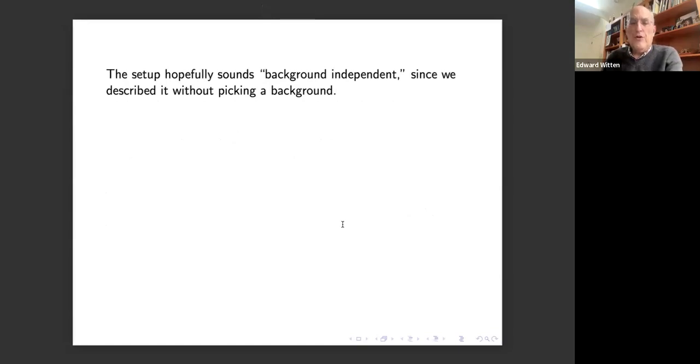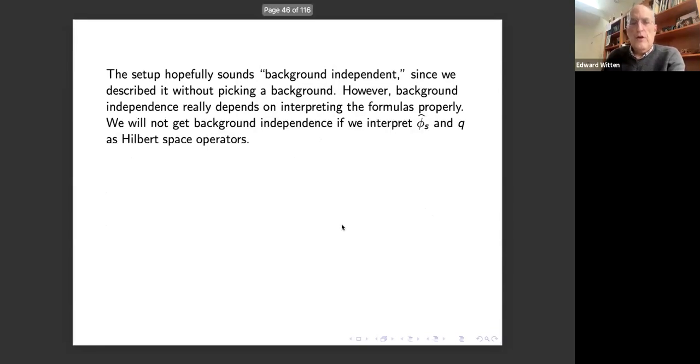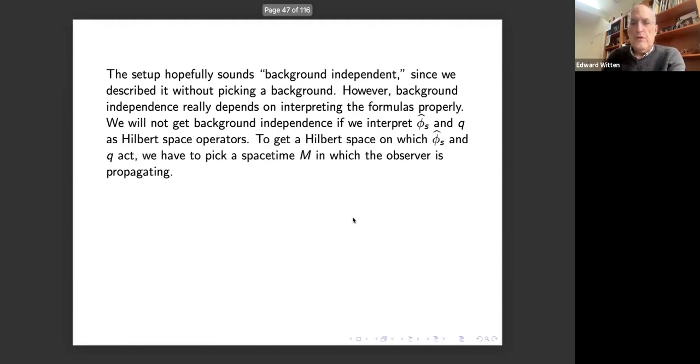Now, the setup I've explained hopefully sounds background independent, since we described it without picking a background. But background independence really depends on interpreting the formulas properly. We won't get background independence if we interpret the symbols I've written, phi hat S and Q, as Hilbert space operators. To get a Hilbert space in which they act, we need to pick a space-time in which the observer is propagating. Then we won't have background independence.